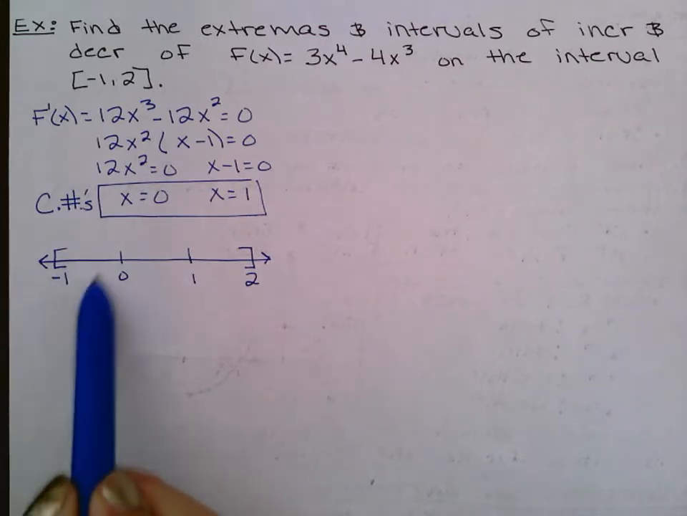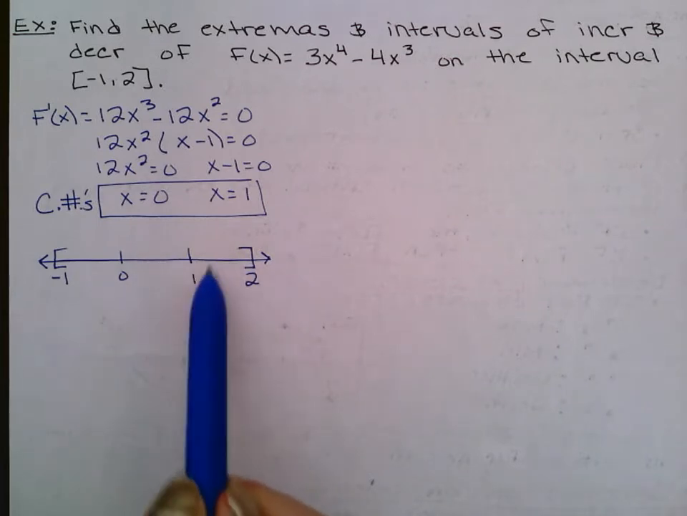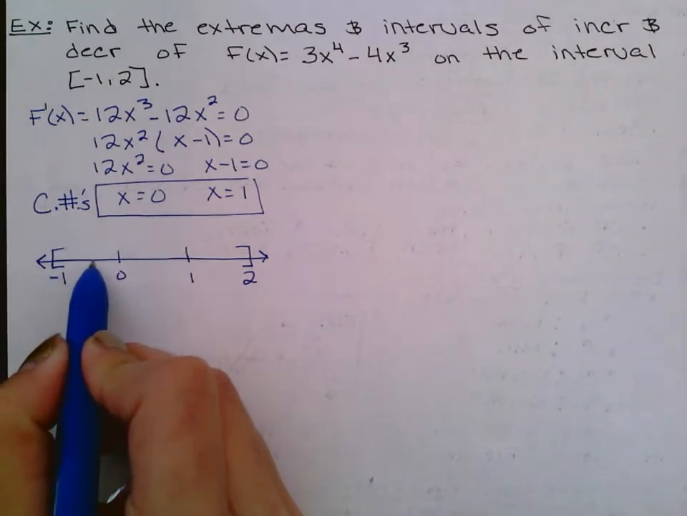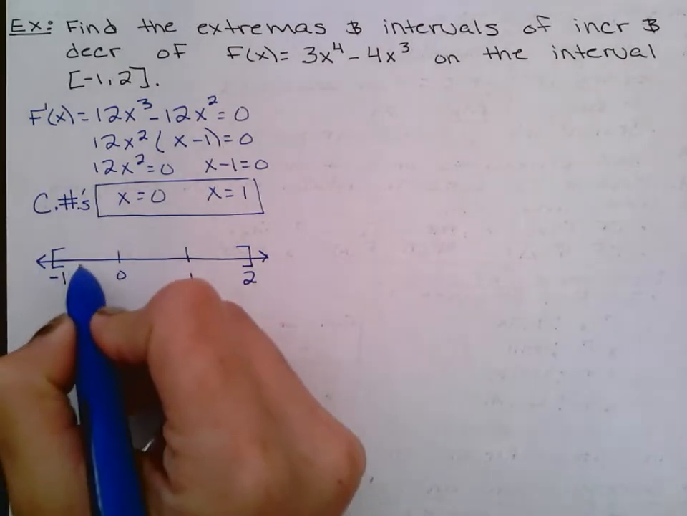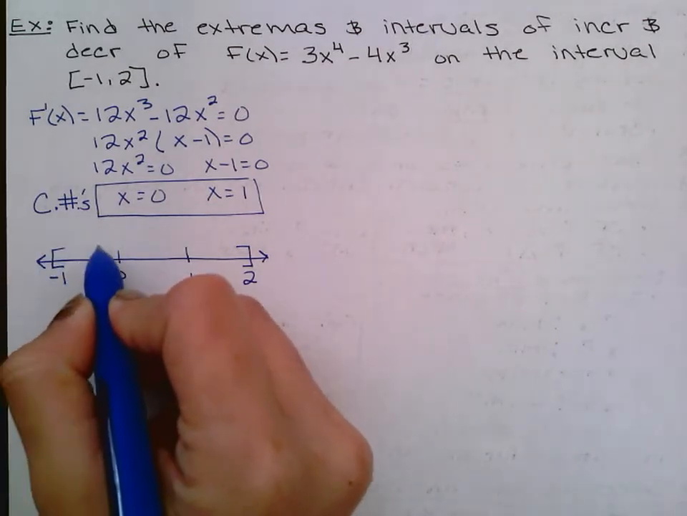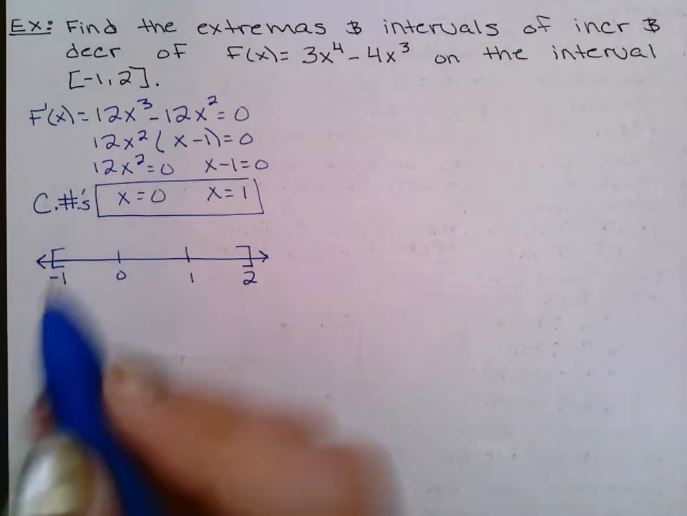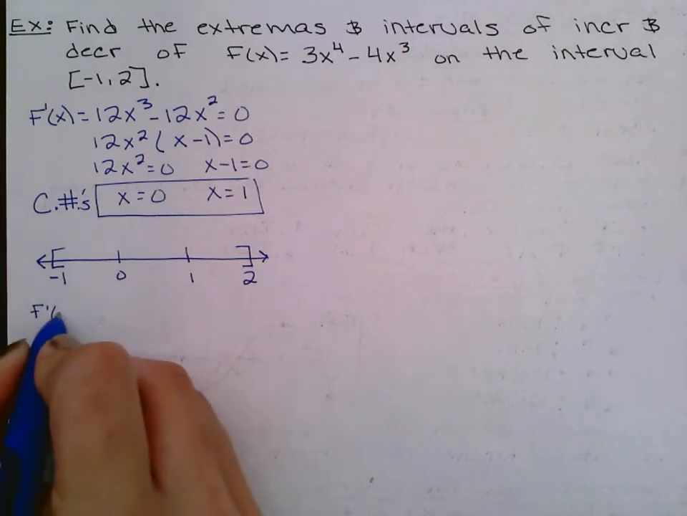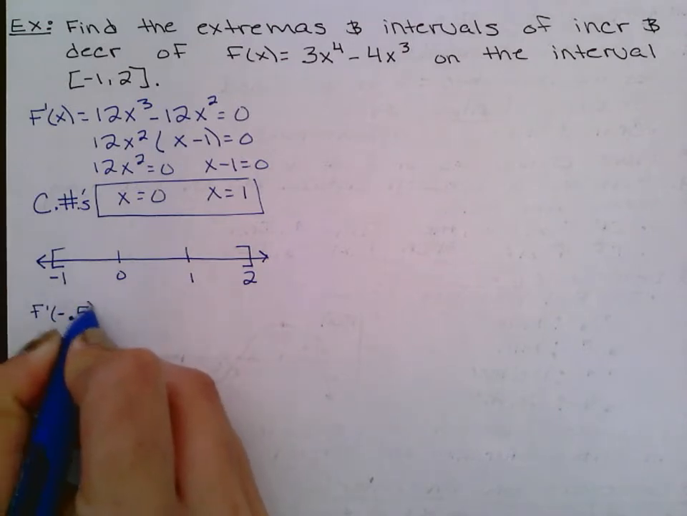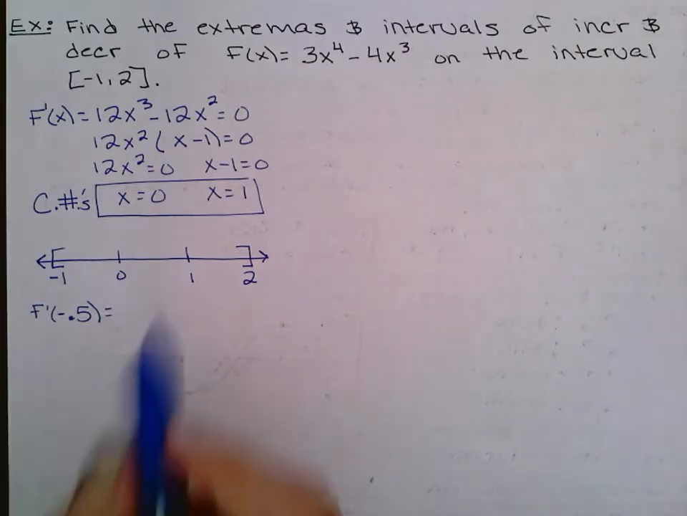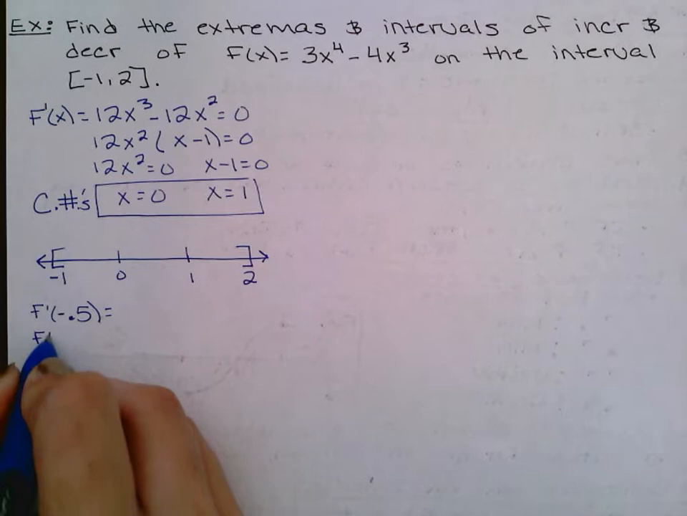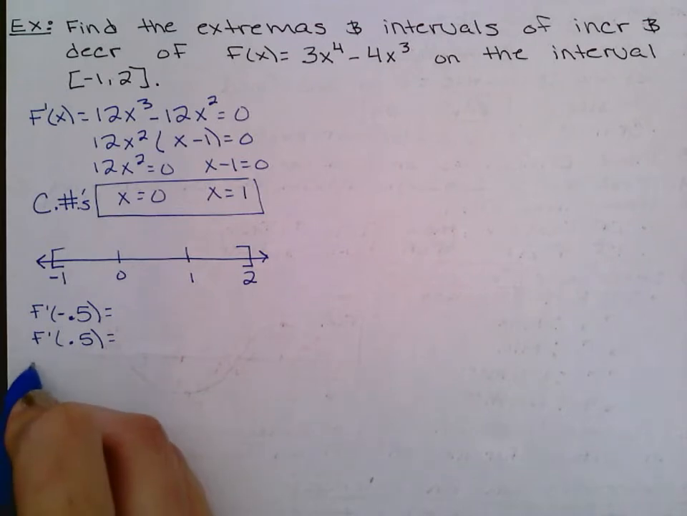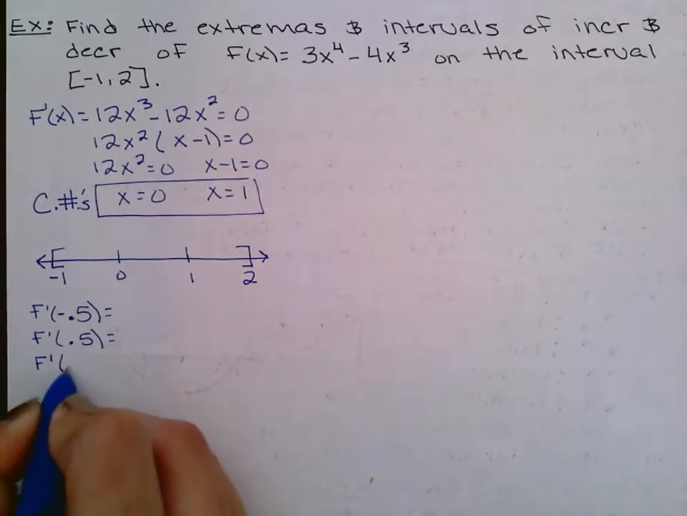All right, my next step is to test numbers in between. So a number in between here, and in between here, and plug them into the derivative, okay? So if I can find out what the derivative is here, the slope, whether it's positive or negative, if I find a positive slope, I know I was increasing. If I find a negative slope, I know I was decreasing. So f prime of an easy number in between -1 and 0 would be -0.5. An easy number in between 0 and 1 to plug into the derivative would be 0.5. And then an easy number in between 1 and 2 to plug in the derivative would be 1.5.